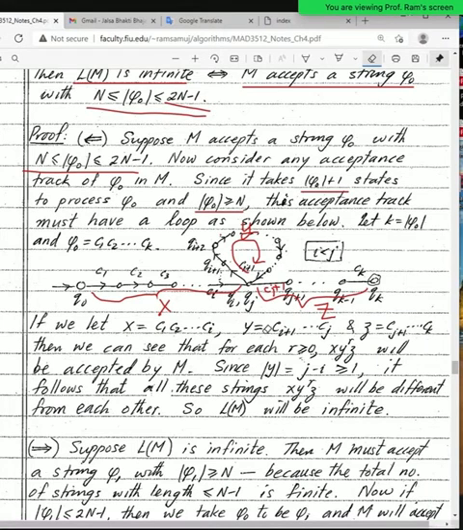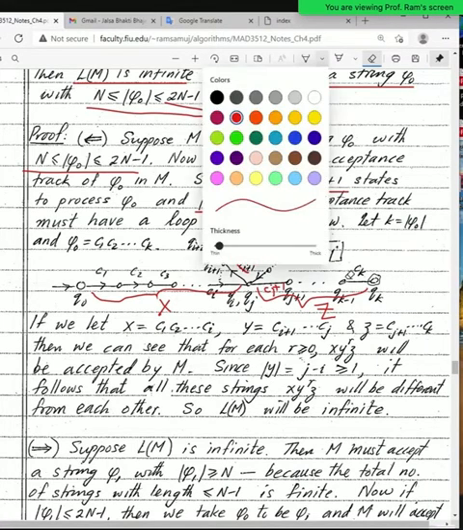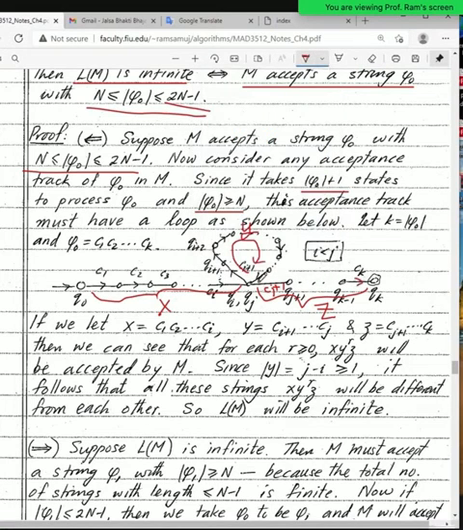Now, I probably should put in some arrows because you need these arrows. Arrow here and arrow here. Now, let x be equal to this, y be equal to this, and z be equal to this. Then we can see that for each r greater than or equal to 0, x y^r z will be accepted by M. You go here, you do this thing r times, including r equals 0, and then you come out and reach an accepting state, so it's an acceptance track. Okay, you start here, and you end up here.